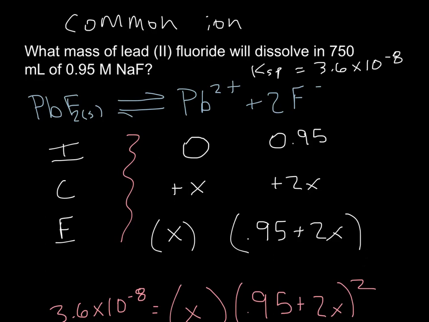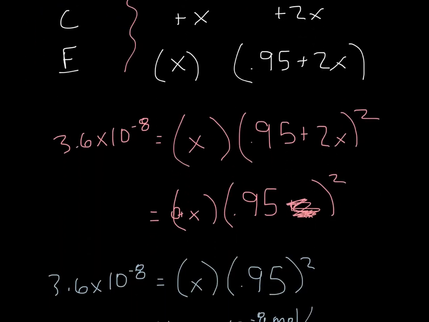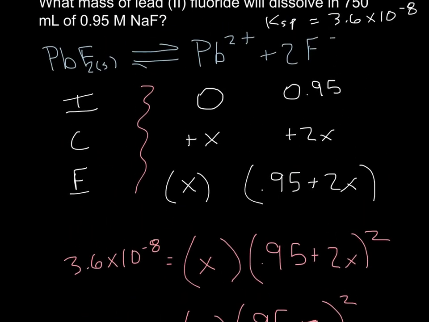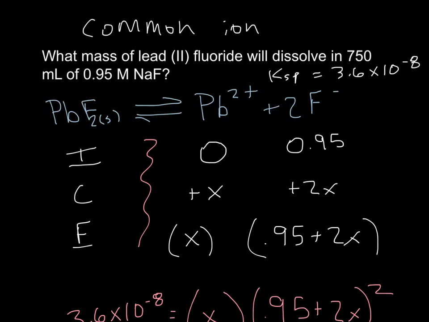Quick recap of this method. I was able to say that 0.95 plus 2x is essentially equal to 0.95 because the value of K is so small that I know my products being formed are going to be very, very small as I go towards equilibrium. And also, when I found x, I was able to say, well, the moles of lead-2 that are generated had to come from lead-2 fluoride dissolving. And so that's how I was able to say the x moles per liter here was equivalent to x moles of lead-2 fluoride per liter dissolving.